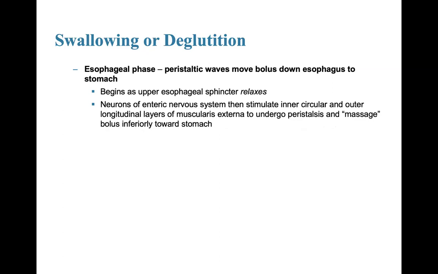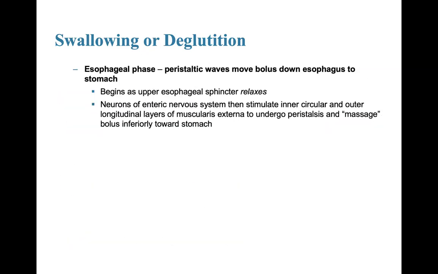The third stage is the esophageal phase. This is peristaltic waves which will move the bolus down the esophagus to the stomach. It begins as the upper esophageal sphincter relaxes, and neurons in the enteric nervous system then stimulate the inner circular and outer longitudinal layers of the muscularis externa to undergo peristalsis and massage the bolus inferiorly towards the stomach.